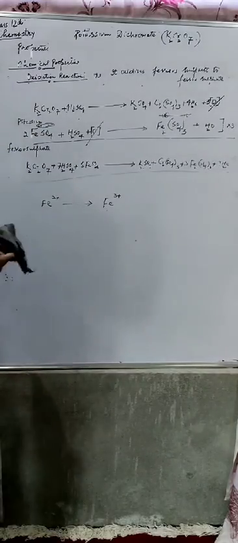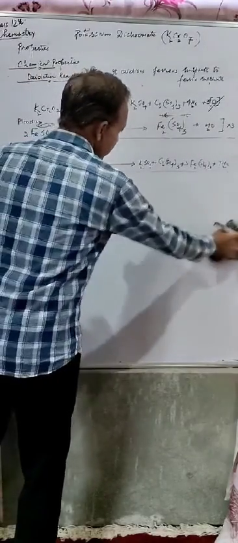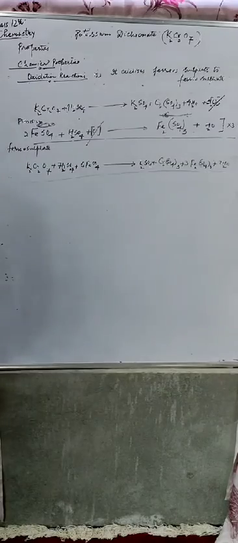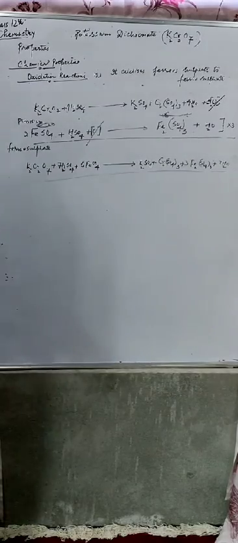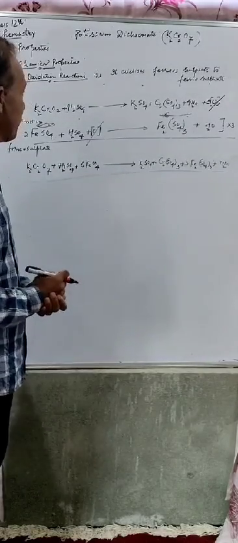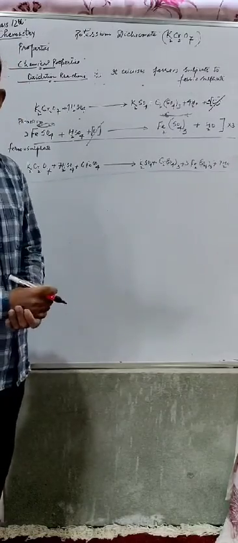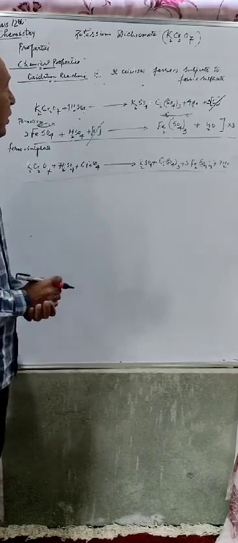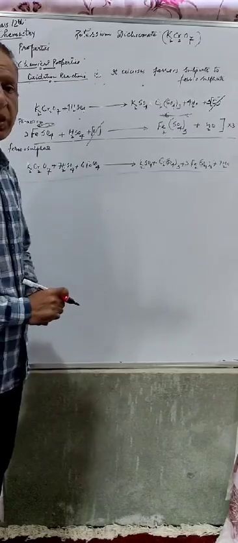So these were some of the important oxidizing properties of the potassium dichromate, and the other chemical reactions of the potassium dichromate.